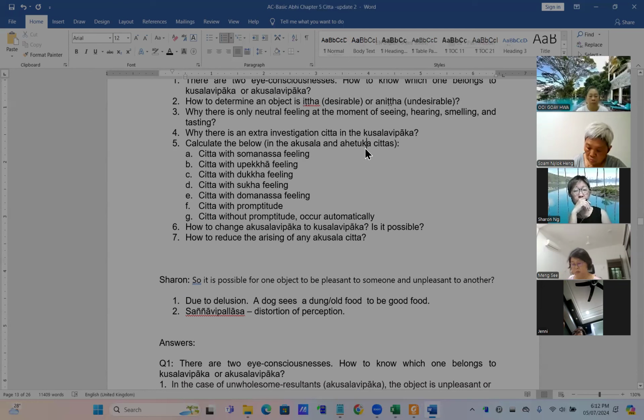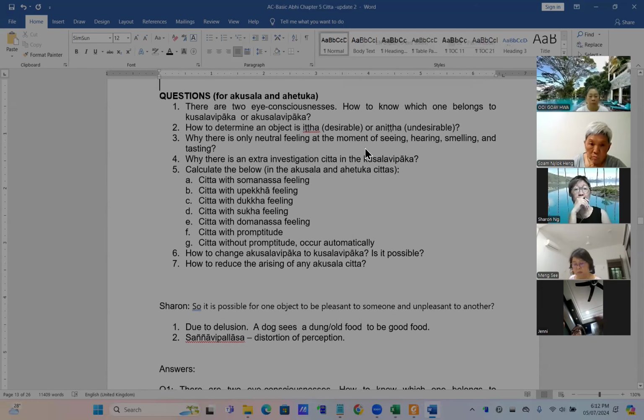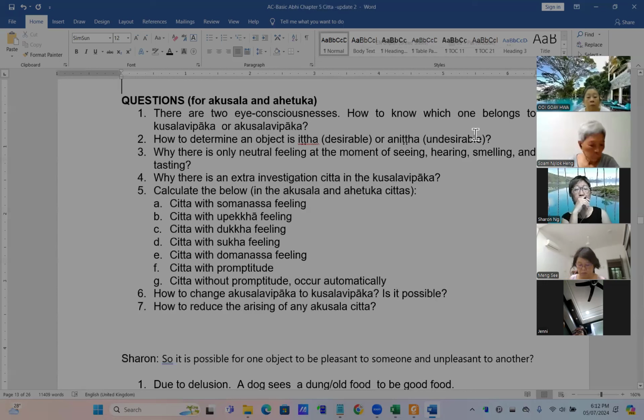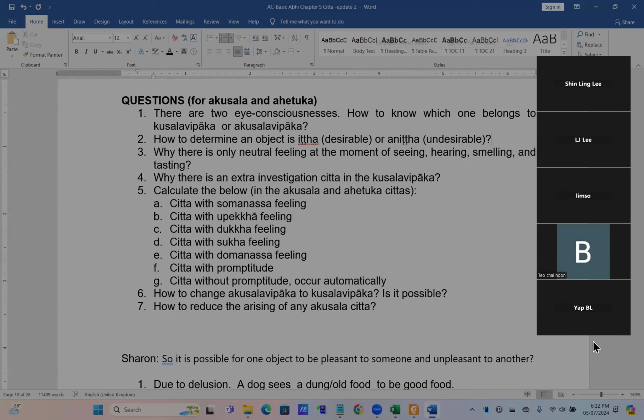Now question number 2, which actually links with question number 1. How do you determine which one is ita or anita? I already mentioned just now, it depends on general opinion. So besides my answer, does anybody want to try question number 2?